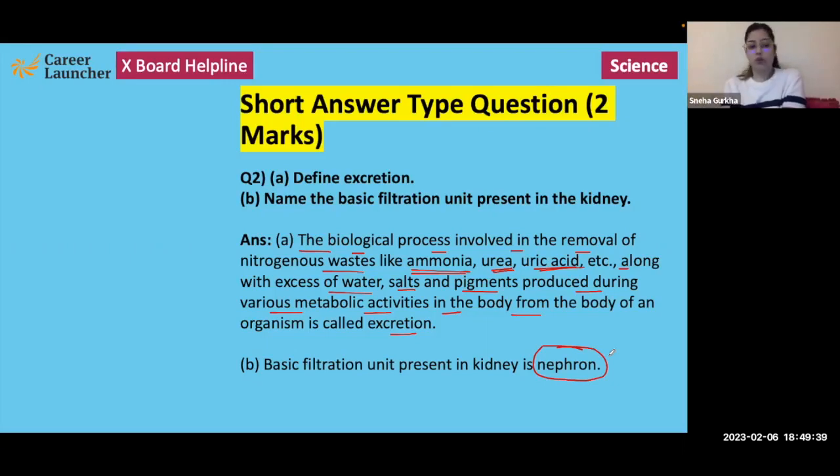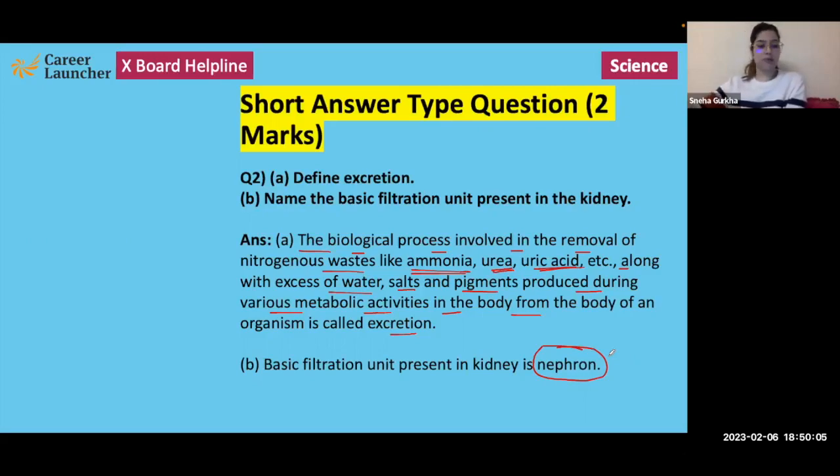If you want to, you can, otherwise it's fine, because the question is just asking us to name the filtration unit which is present. It is not asking us to elaborate upon it or mention its parts. But as an add-on, if you have extra time remaining in your hands, you can write the parts. Further, you can expand the answer and write down that a nephron consists of these parts.